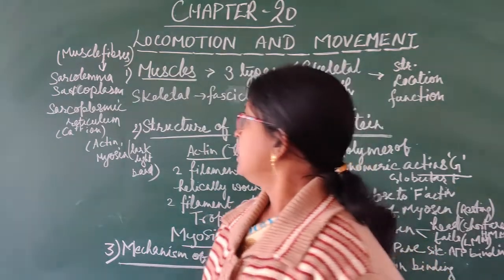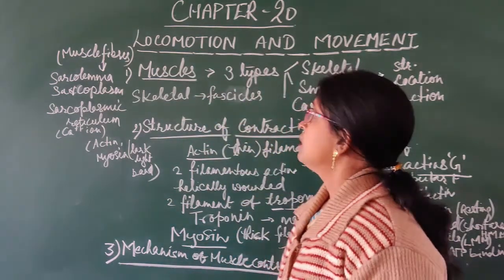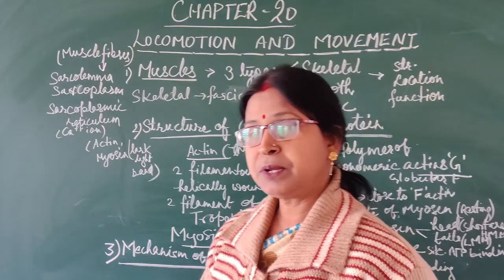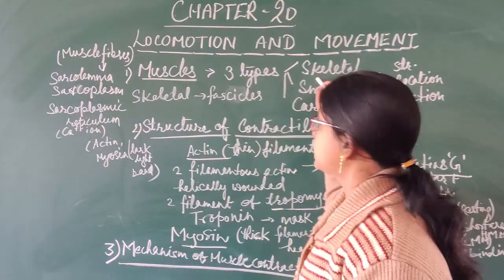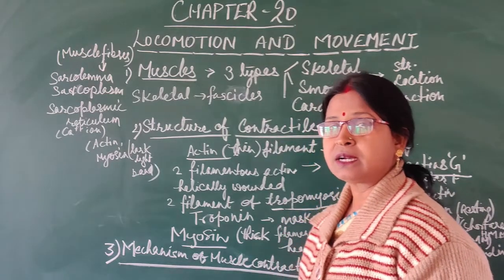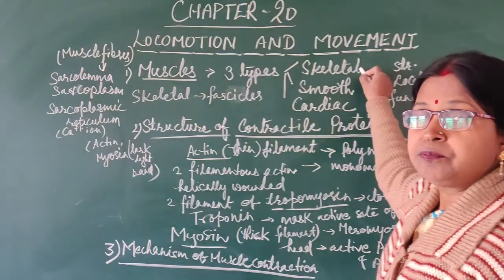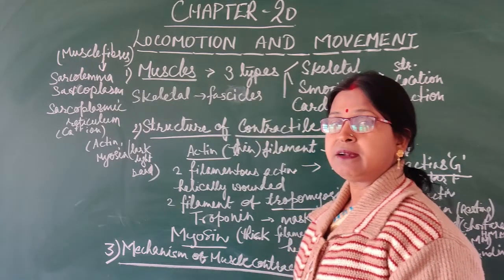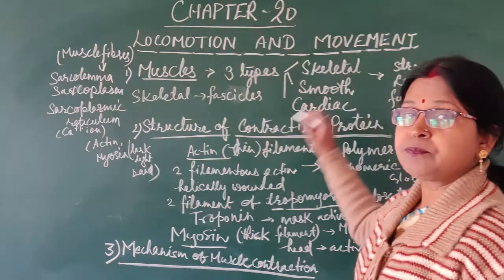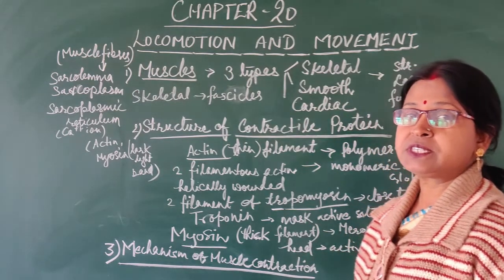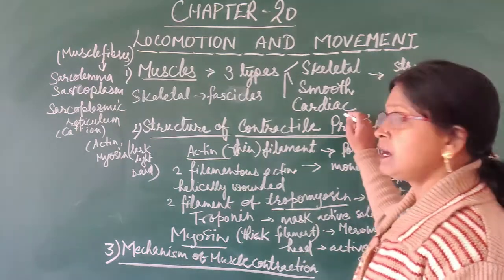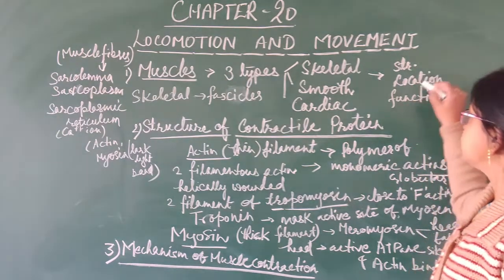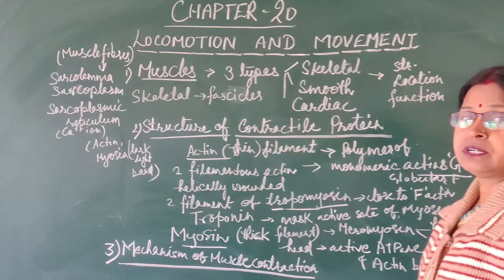Now in this chapter we'll start with the muscles. Muscles are of three types. We have already discussed in previous classes that these muscles help our body in various activities. These are skeletal muscle, which is also known as striated muscle due to its appearance, that is light and dark bands. Then the smooth muscles, which are devoid of any striation, that's why they are known as smooth muscles, and cardiac muscles. Now we will discuss three points of all these muscles: structure, location and function.